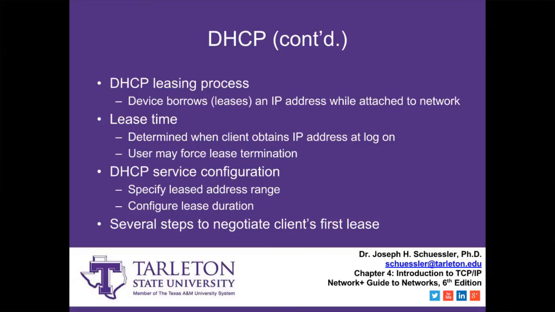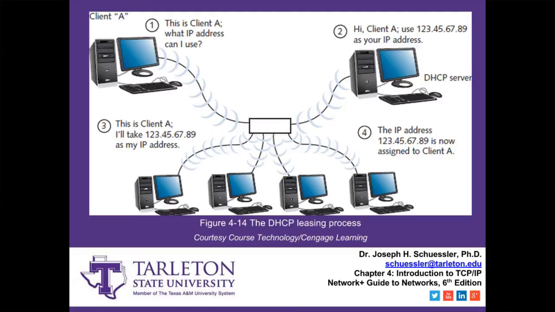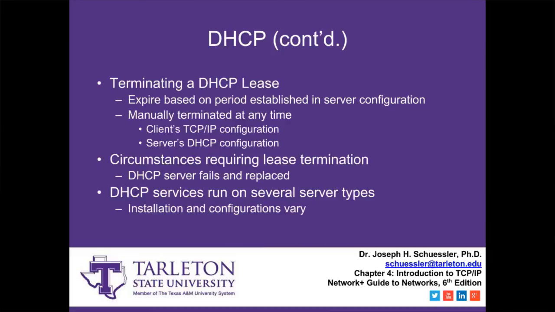As far as the steps to negotiate the client's first lease, it's going to look something like this. So you may have client A here at the top left that wants to join a network. How does it do that? Well, it sends out a broadcast message that says, hey, I need an IP address. Is there a DHCP server on this network segment that can give me a valid address for this network segment? The DHCP server is going to respond, says, hey, yeah, I've got this IP address, 123.45.67.89. The client says, hey, I'll take that, I can use that. And finally the DHCP server says, okay, that's your address, that's the one you're going to continue to use until the lease has expired or been terminated.